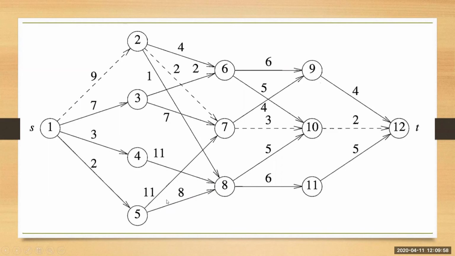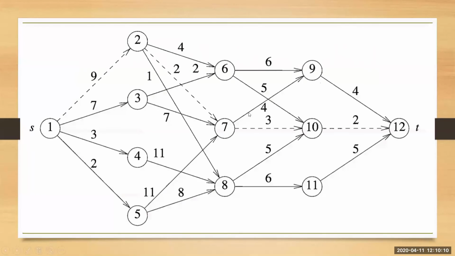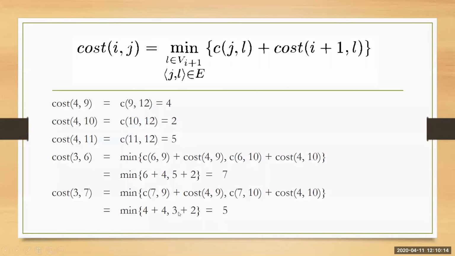So that is what is written. C of 7 comma 9 plus cost of 9 in stage number 4. C of 7 comma 10 plus cost of 10 in stage number 4. 7 comma 9, 7 comma 10, two edges. So based on those two edges, you have to check which is minimum.